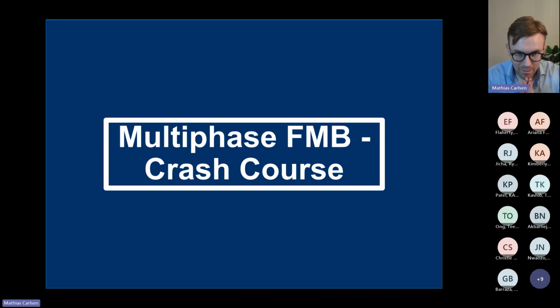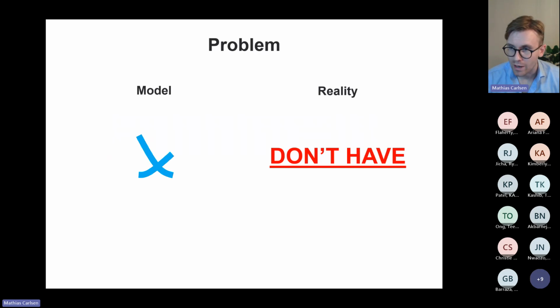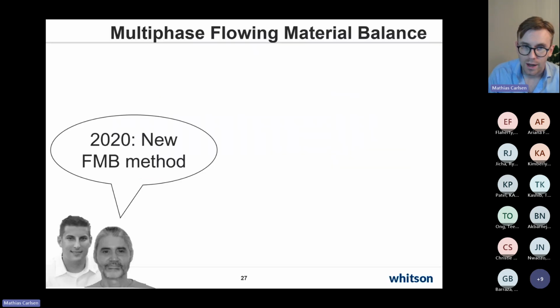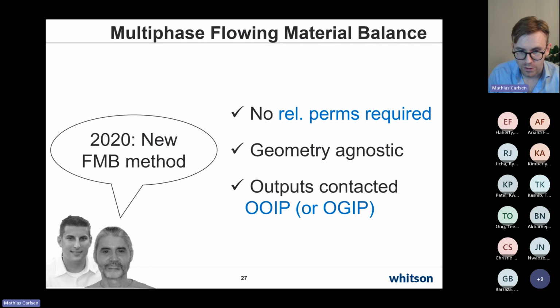So the multi-phase flow material balance is trying to solve a very fundamental problem, and that's that all the multi-phase techniques that we have require rel perms as an input. But in reality, we don't have relative permeabilities available to us for a lot of these rocks. So a few years ago, Leslie Thompson and Barry Ruddick, when they were at Cimarex, developed a new multi-phase FMB method. It does not require rel perms, does not care about geometry, and outputs the contacted pore volume with a straight line technique.